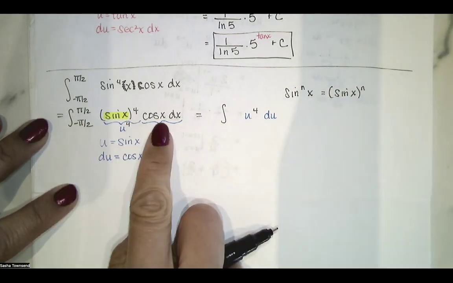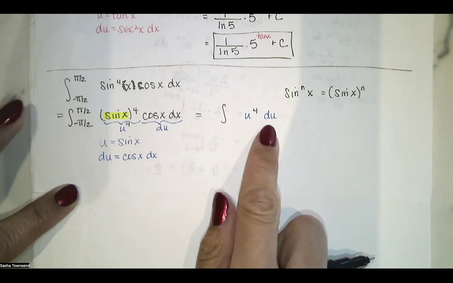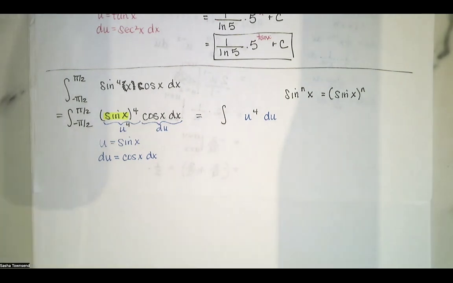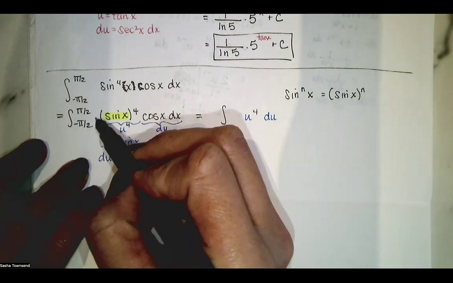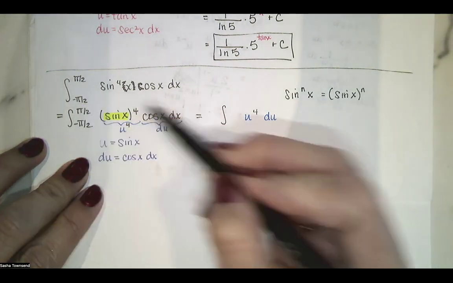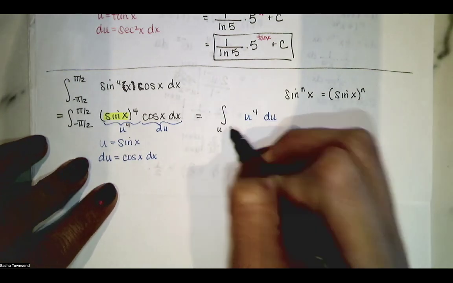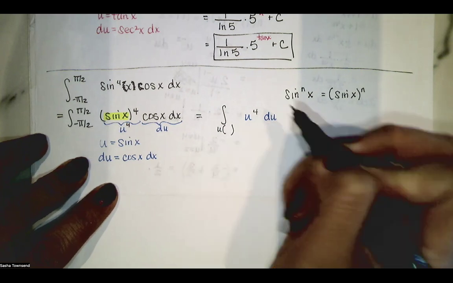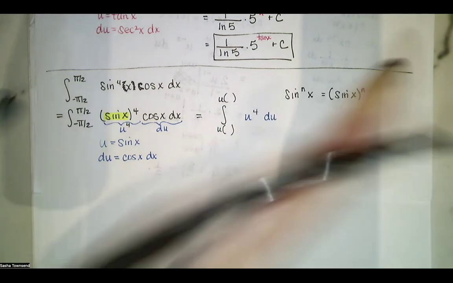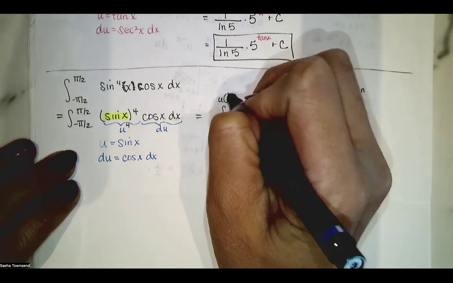So the integral of this is going to equal the integral of this, but we need new bounds for u. So we need to figure out what u is when x equals negative pi over 2 and x equals pi over 2. Those are going to be our bounds for u. So we're going to have the integral of u to the fourth from u evaluated at negative pi over 2 to u evaluated at positive pi over 2.